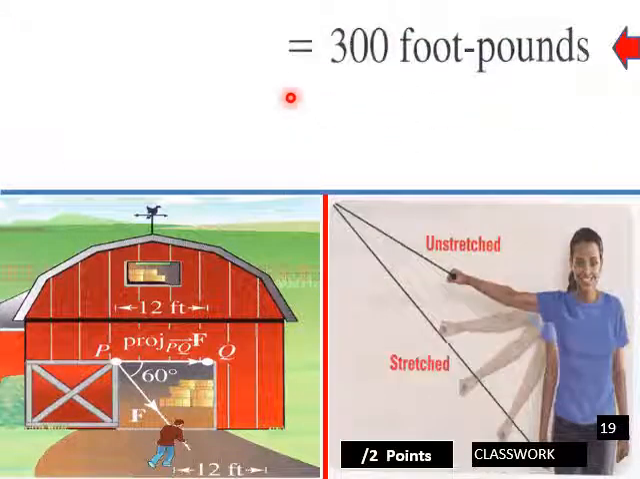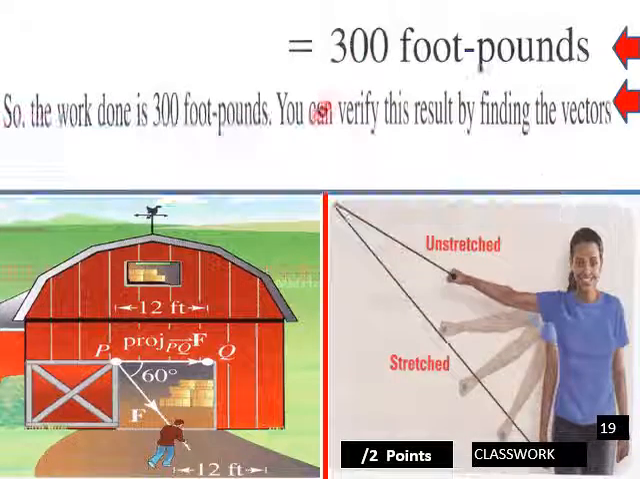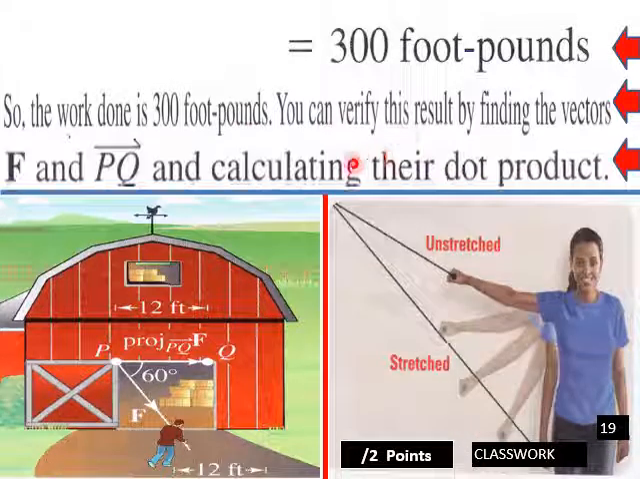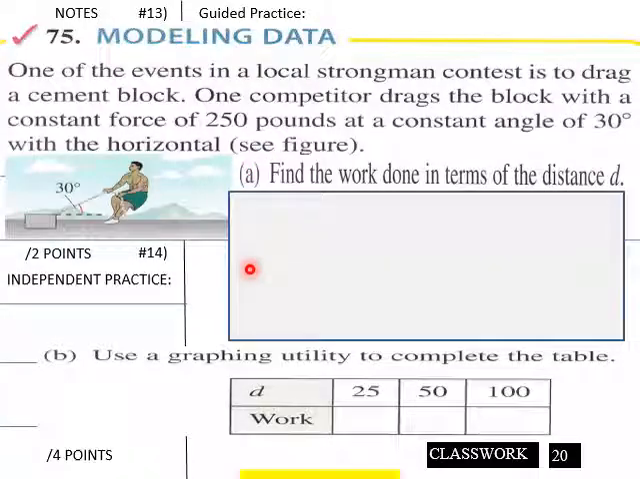We come up with a number of 300 foot-pounds. So the work done is 300 foot-pounds. You can verify this result by finding the vectors F and PQ and calculating their dot product. That would be another way of checking this calculation. Let's try a problem like that.